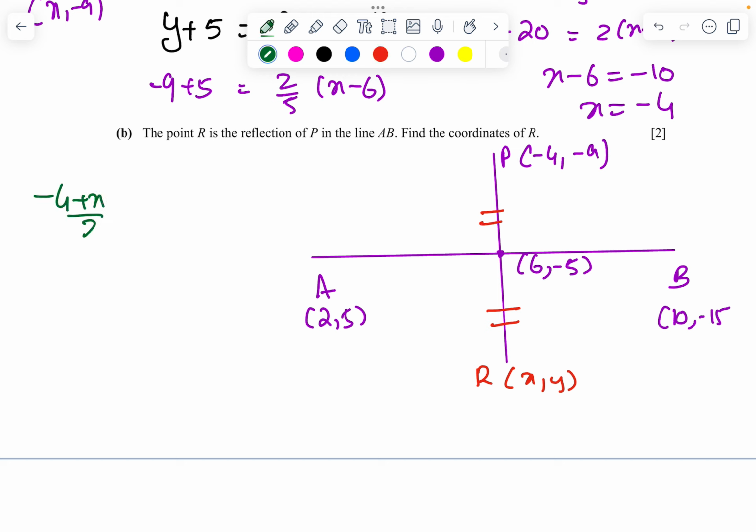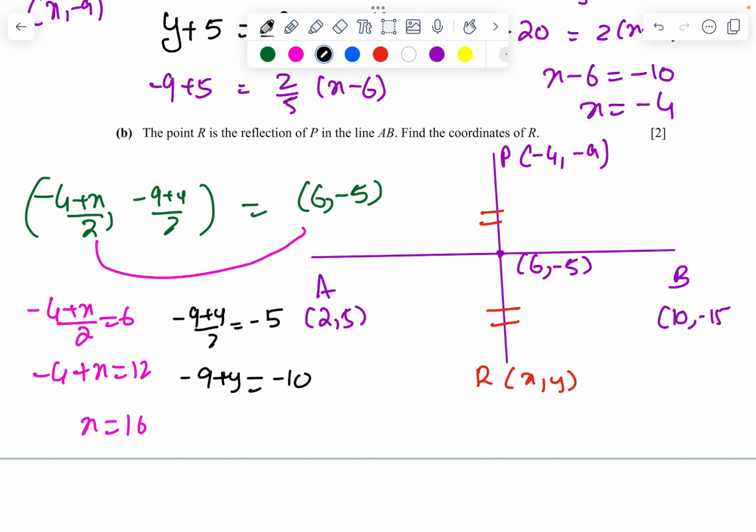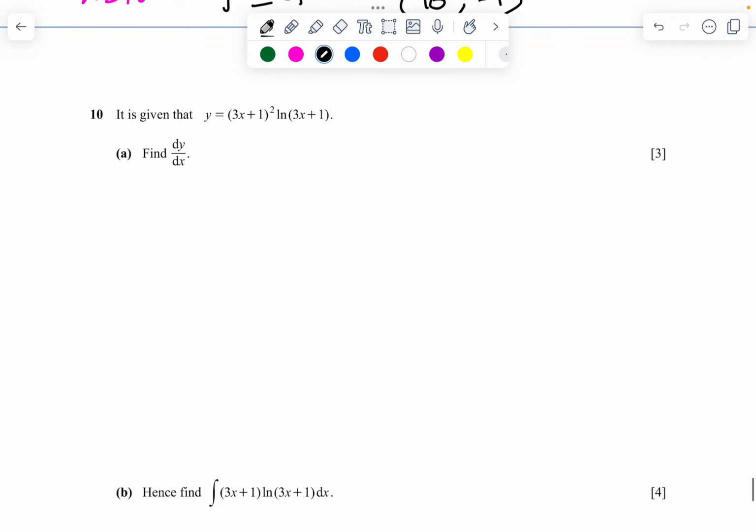(-4 plus x)/2, (-9 plus y)/2 should be equal to (6, -5). So (-4 plus x)/2 equals 6. -4 plus x equals 12, x equals 16. And (-9 plus y)/2 equals -5. -9 plus y equals -10, y equals -1. So what is the answer? (16, -1).